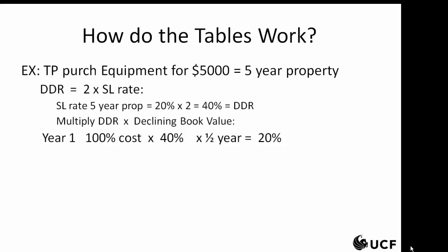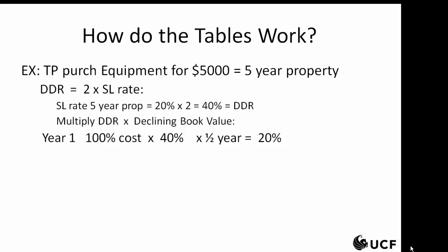In year 1, your declining book value is 100% of the cost. We said our double declining rate is 40%, so we multiply it times 40%. We're using the half-year convention, so we're only going to get half a year in the first year. So in the first year, we're going to take 100% of the cost. We're going to get 20% of that as our depreciation for the year.